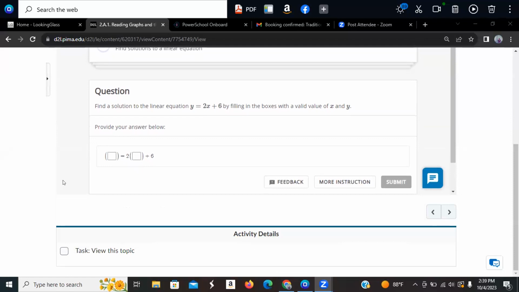Find a solution with an equation. Okay. This is not as difficult as it maybe looks. It is kind of an odd question. It's not a standard question that you would be asked. But let me go ahead and share my screen here.